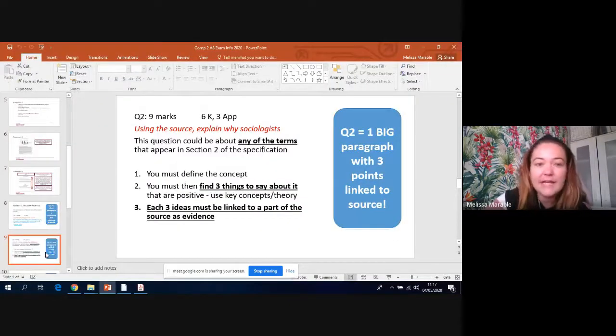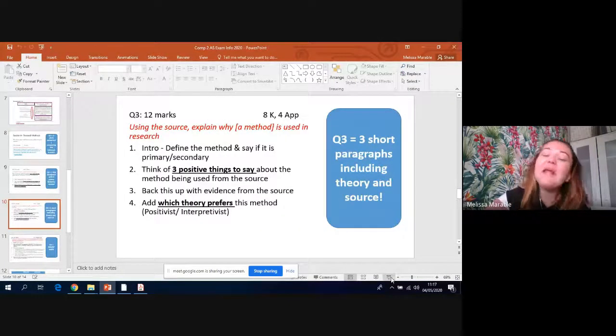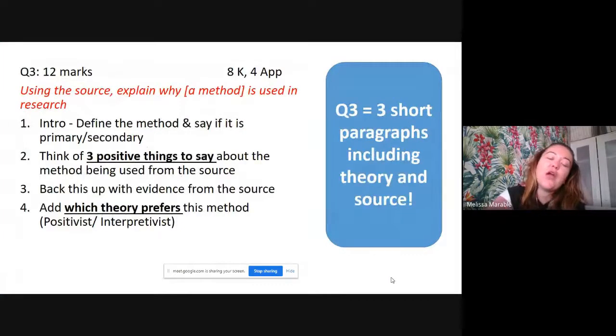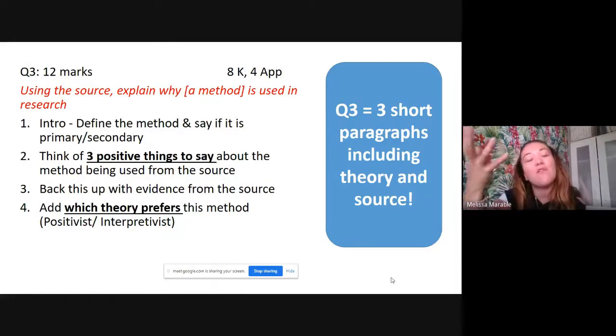Question 3. 12 marks. 8 for knowledge, 4 for your AO2 application. So it'll always say using the source, explain why, and it will always be a method. It could be interviews, participant observation, content analysis is used in the research of, and then they'll link it back to the source to poverty. So this is worth 12 marks, therefore you spend 12 minutes on it, minute a mark again.